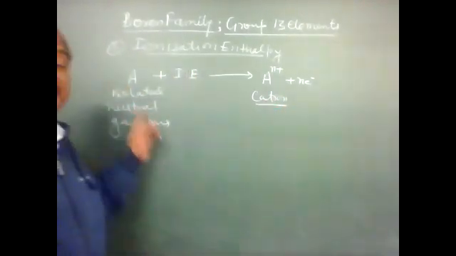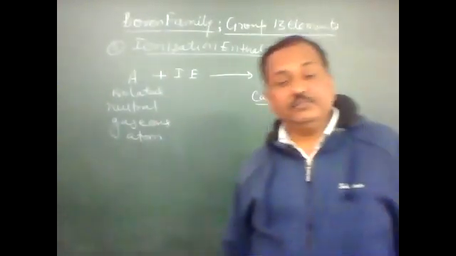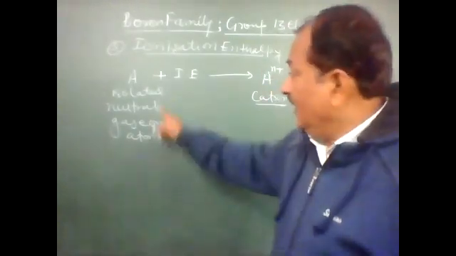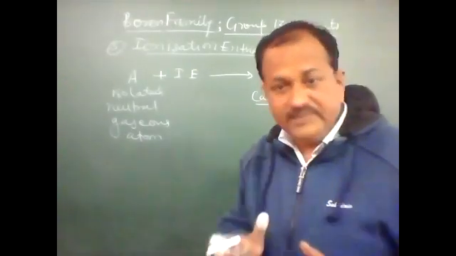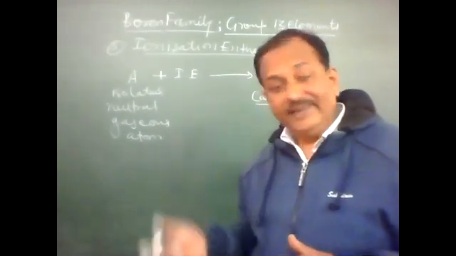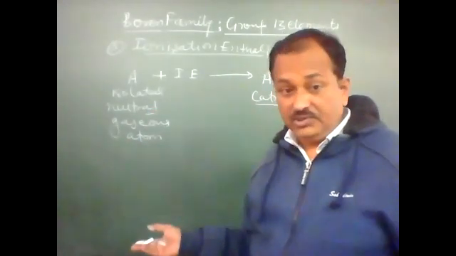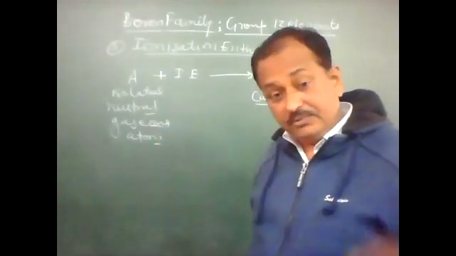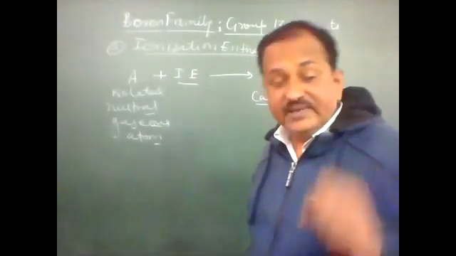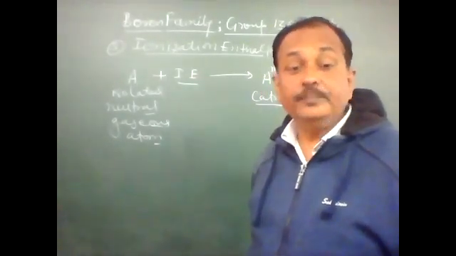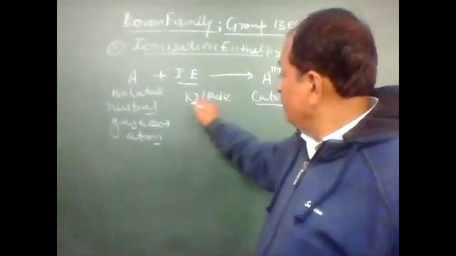Now, here I have written isolated neutral gaseous atom. So what does it mean? Children, it's very simple. Isolated means free from all the boundaries, means there is no interaction from any side. Neutral means no charge. And gaseous. So the meaning is that ionization energy is a numerical value. It is measured in kilojoule per mole.